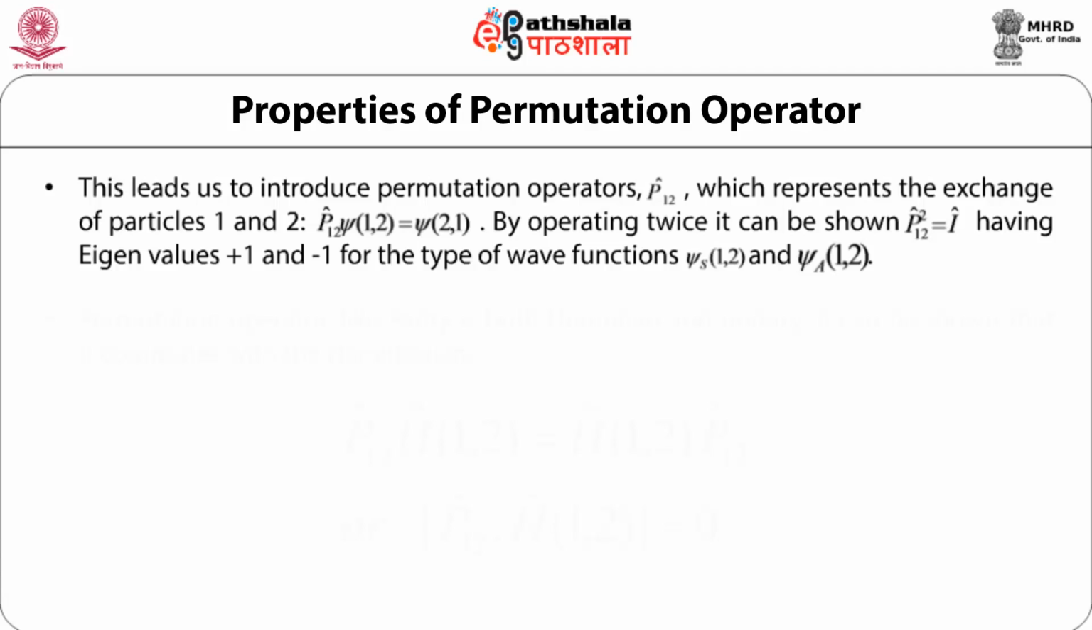leads us to introduce the permutation operator P12, which represents the exchange of particles 1 and 2. So, permutation operator P12 acting on wave function psi12 yields the wave function psi21. That means the effect of the permutation operator P12 acting on the wave function psi12, where wave function psi12 denotes particle 1 in state alpha and particle 2 in state beta, yields the wave function where particle 2 is in state alpha and particle 1 is in state beta.